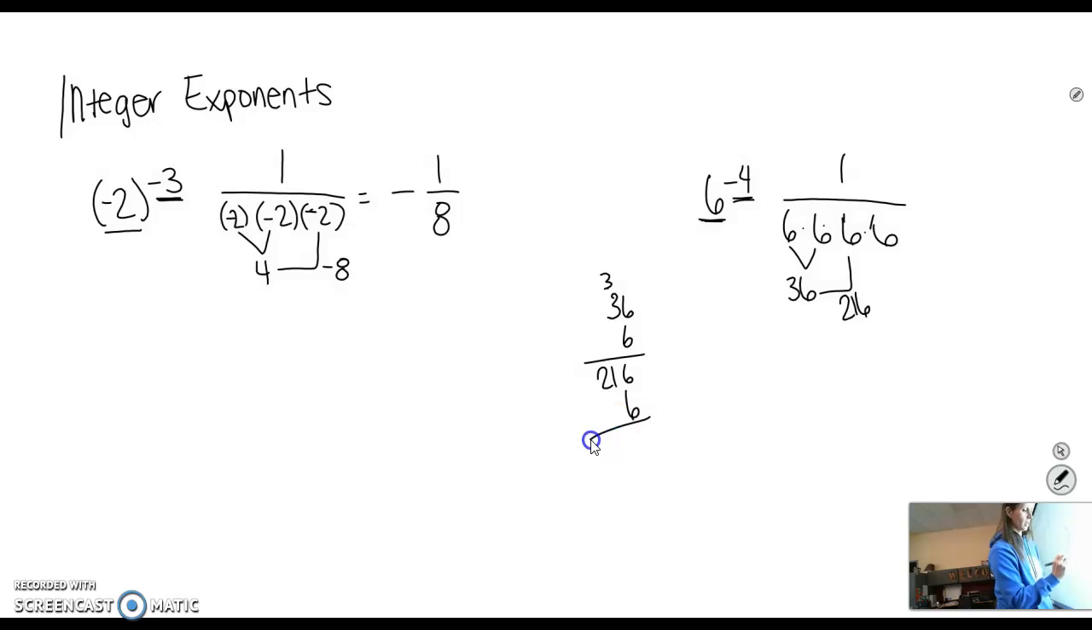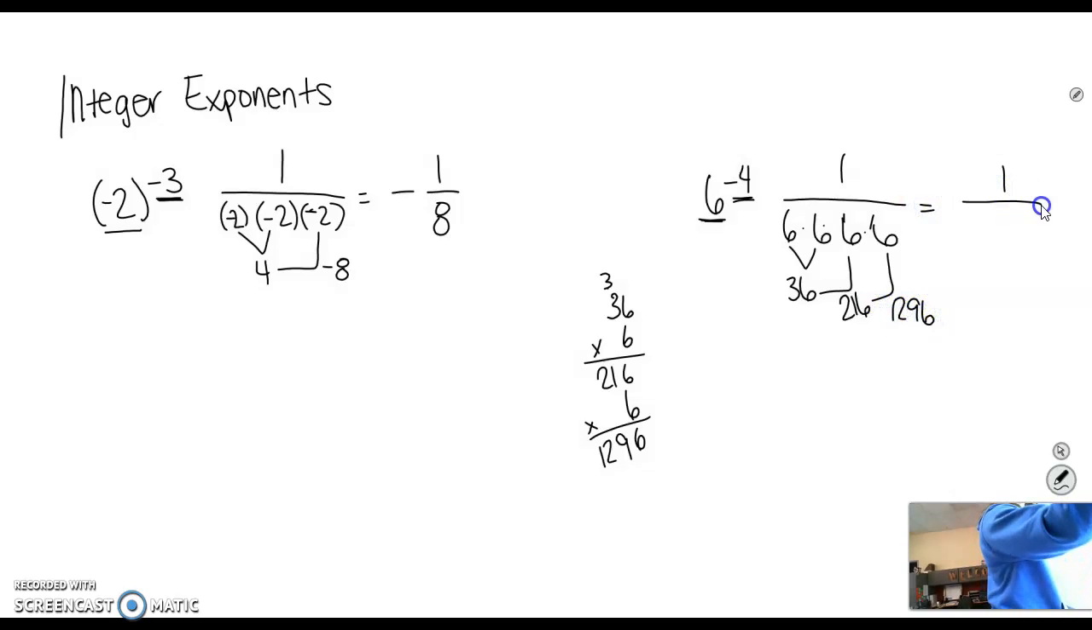Times 6 again. 6 times 6 is 36. 6, 7, 8, 9. And then 12. This is 1296, which equals 1 over 1296.